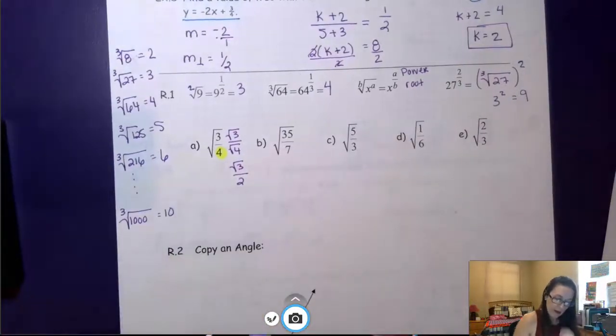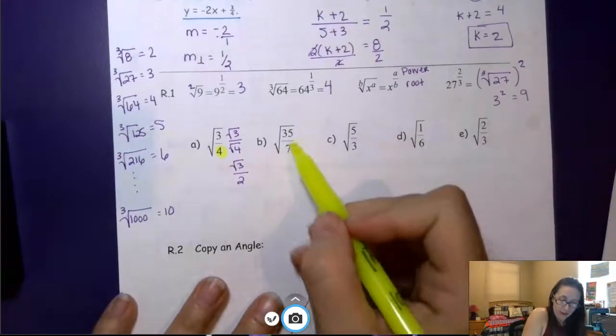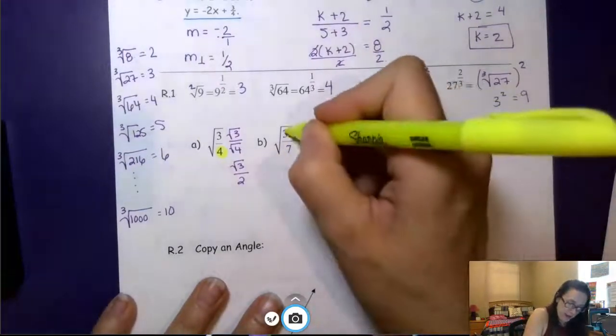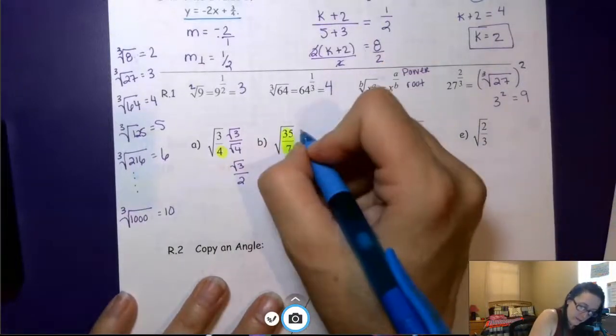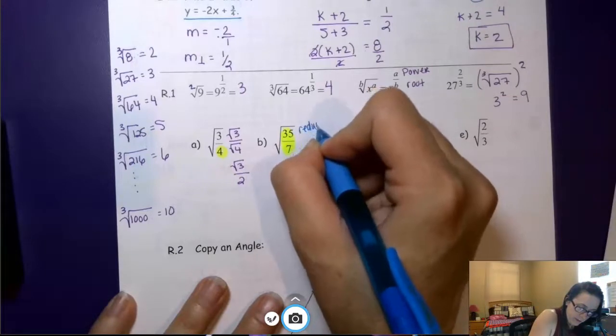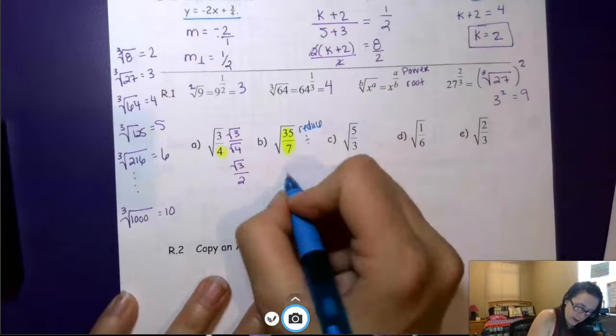Now, I also want to look at something like this. Do we have something where we can divide right away? We can simplify immediately. 35 and 7, I can reduce that by dividing. So 35 divided by 7 is going to be square root of 5.